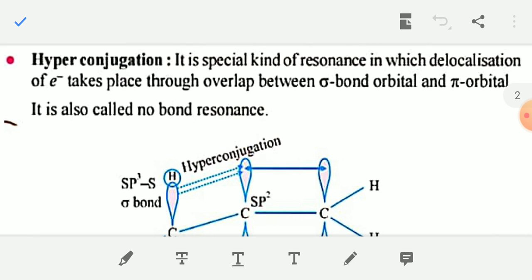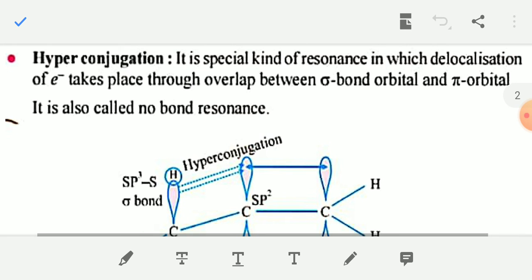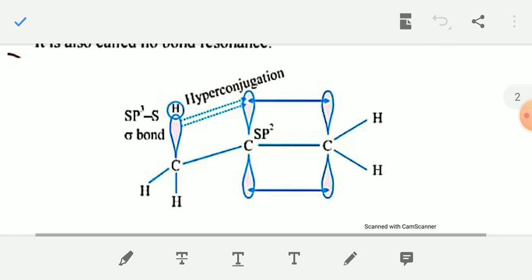And the next type of electron displacement effect is hyperconjugation. It is a special kind of resonance in which delocalization of electron takes place through overlap between sigma orbital and pi orbital. And it is also called no bond resonance. Here you can see this is a hyperconjugation. It is actually conjugation between carbon hydrogen sigma bond and carbon pi bond.